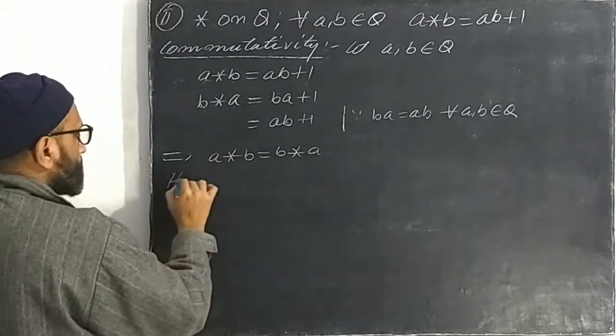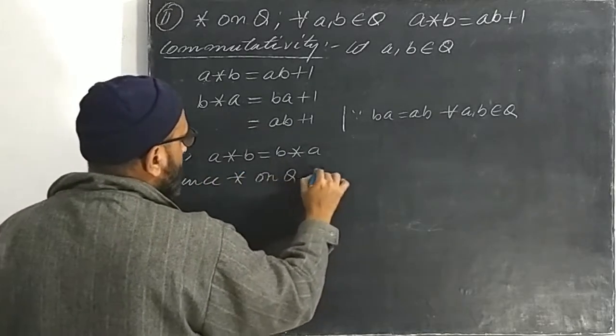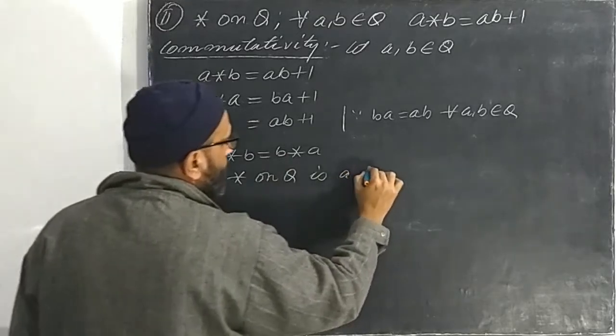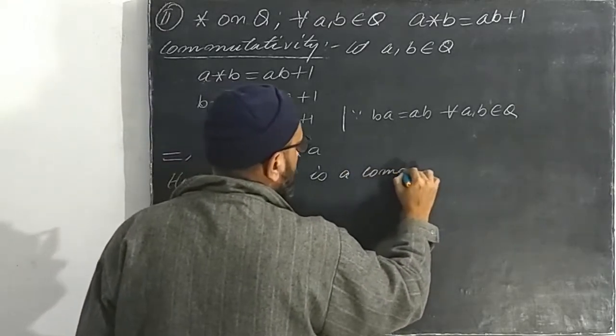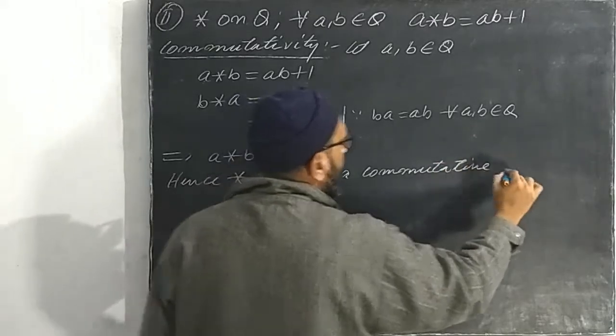And hence star on Q is a commutative binary operation.